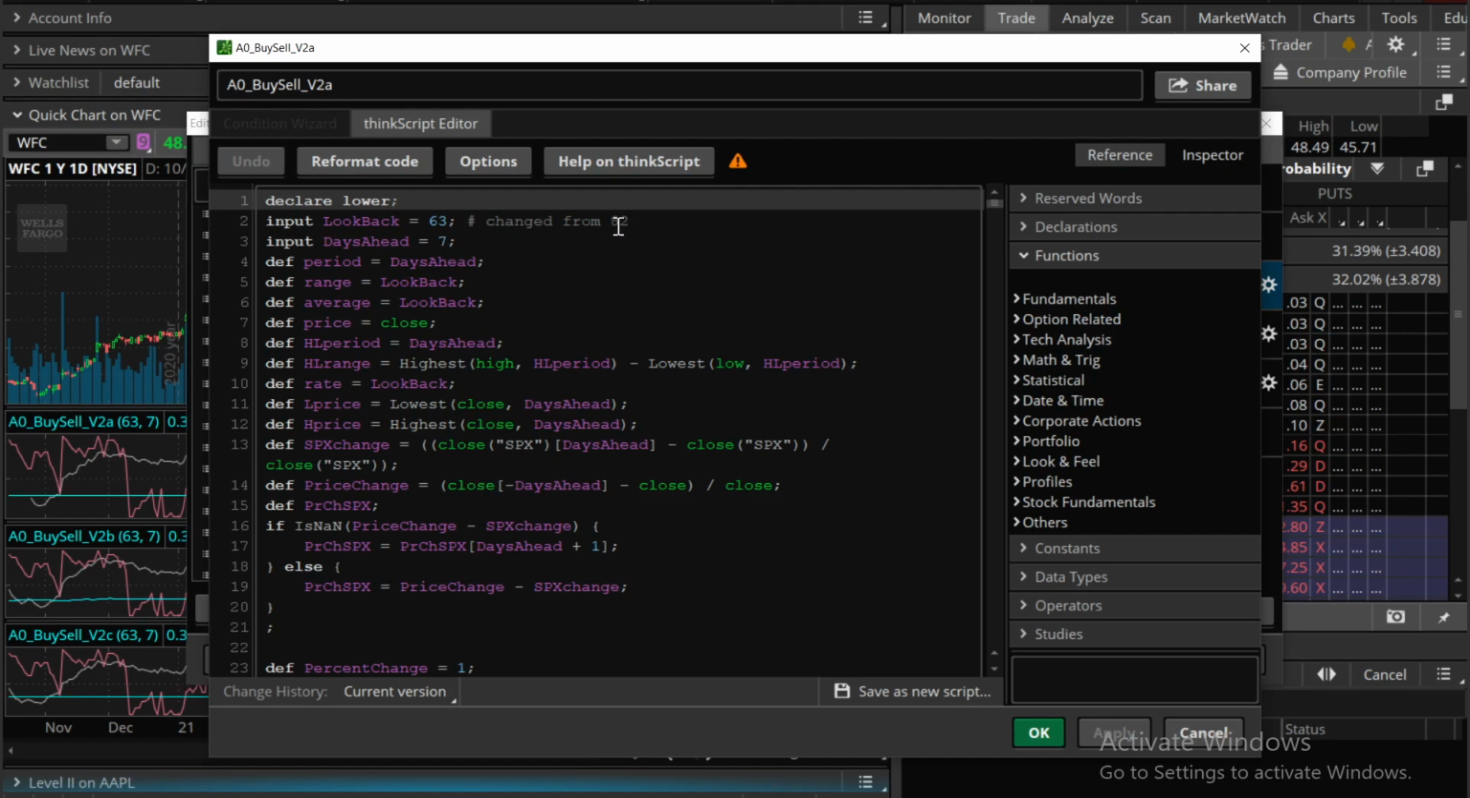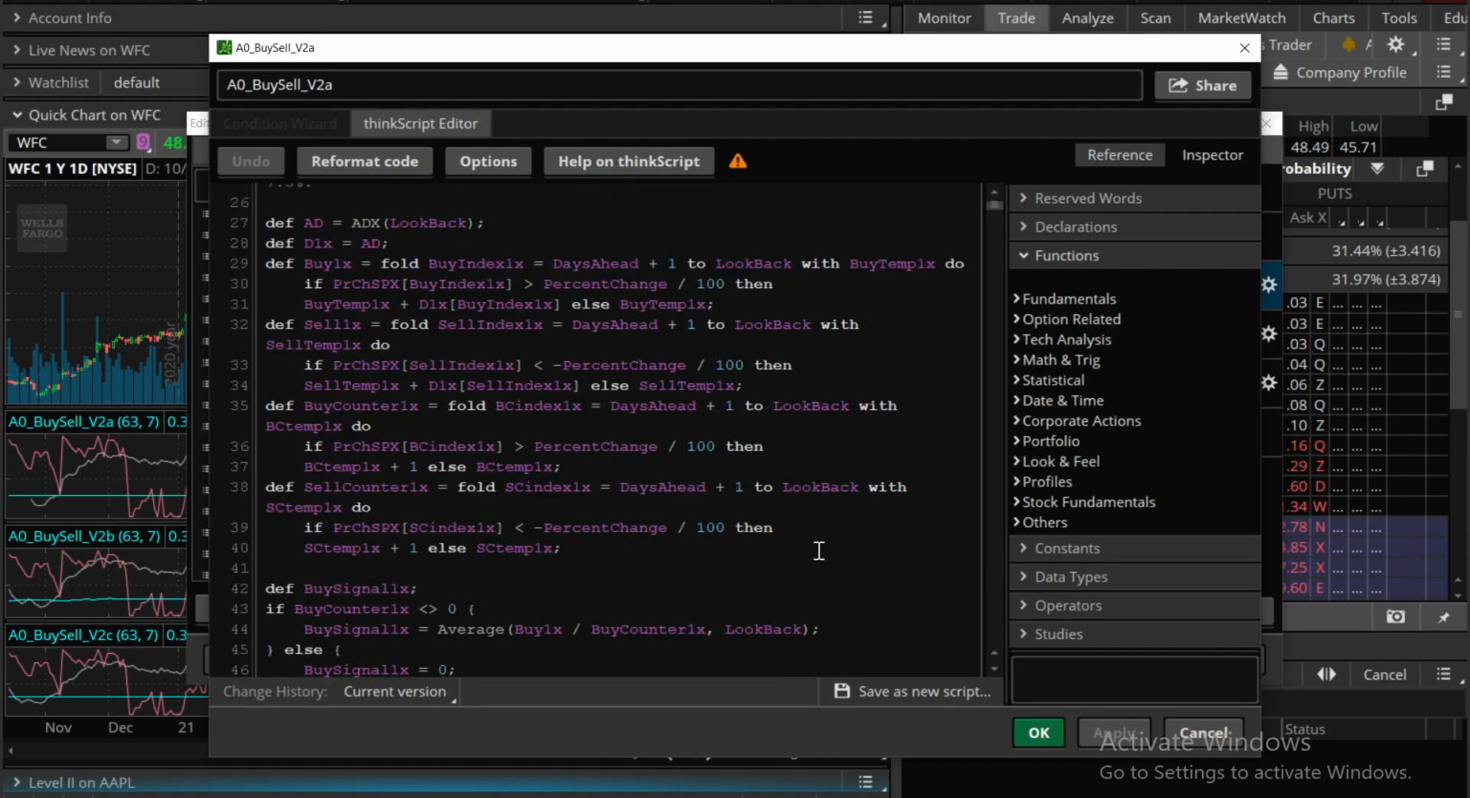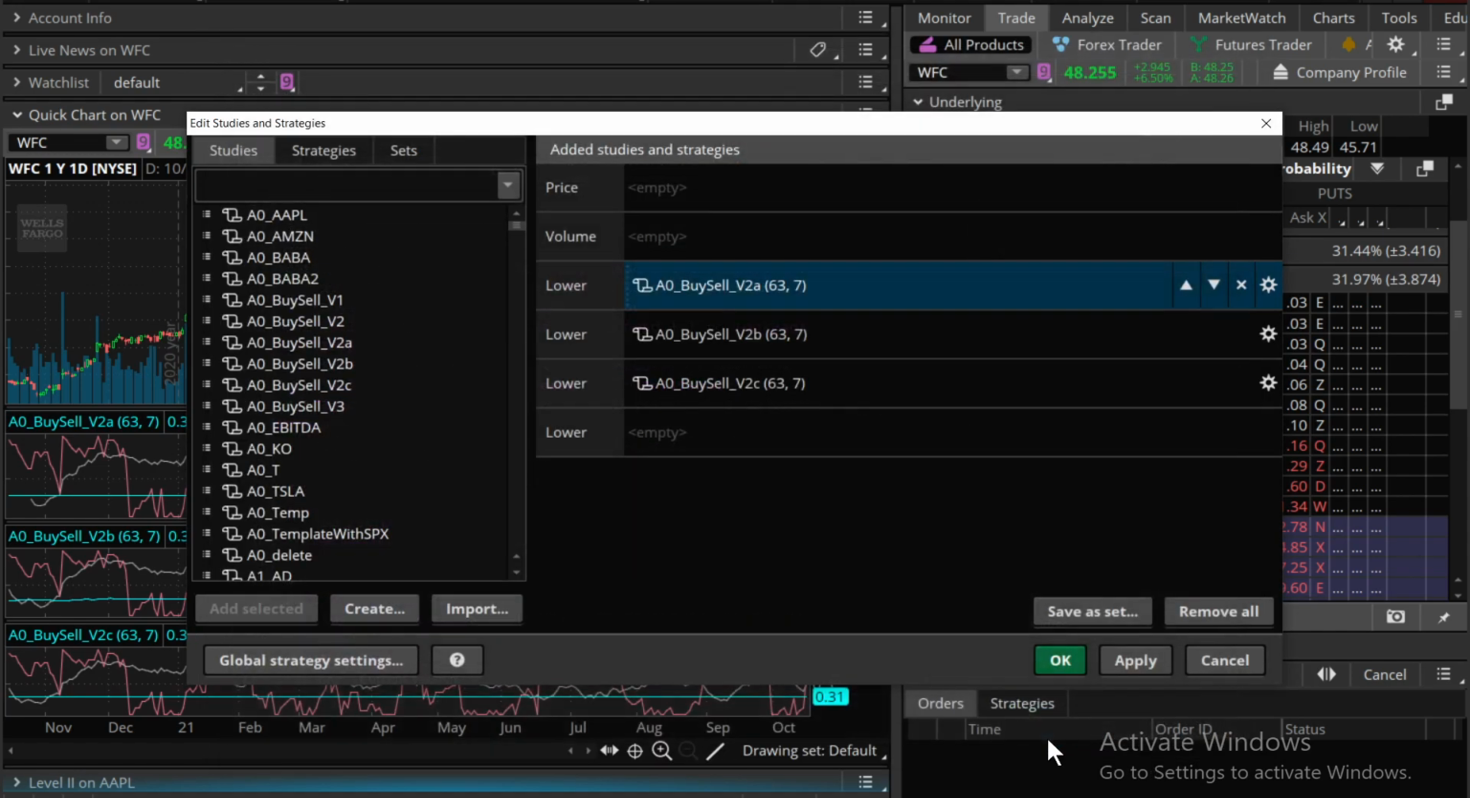I used to have it at 82, and I try to do it in 21 increments because 21 is the number of trading days in the month. I like to have certain increments that tie into actual stocks. And 7 days ahead, I just picked a day between 5 and 10. So I'm going to tweak those up a little bit, and that'll be version 4. So stay tuned.